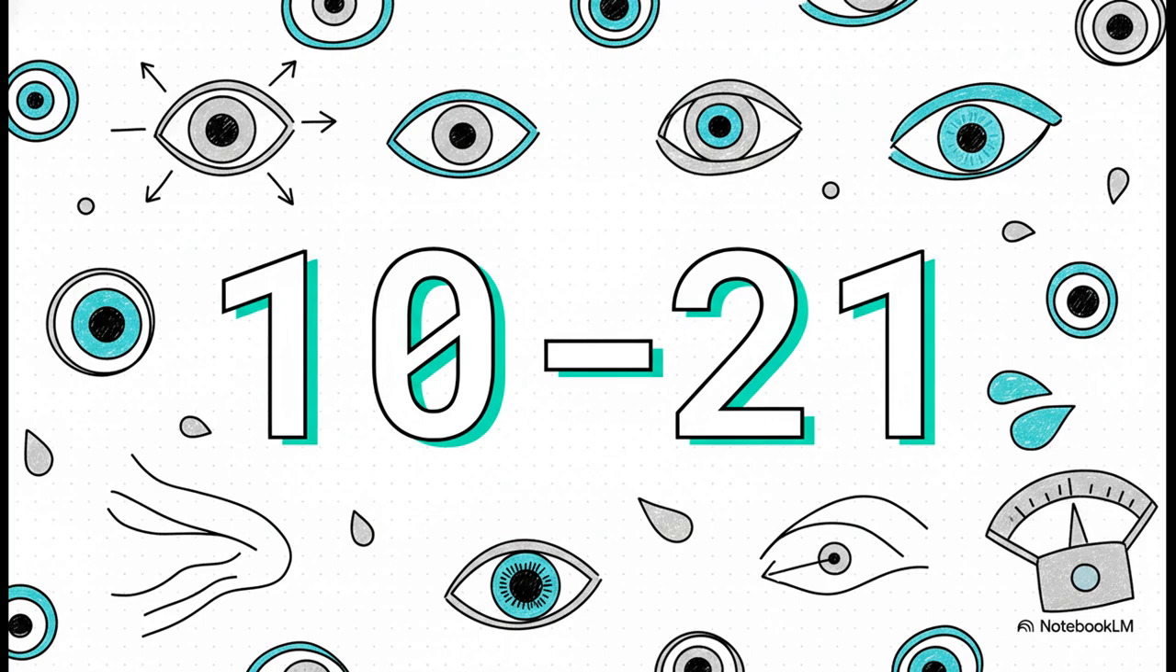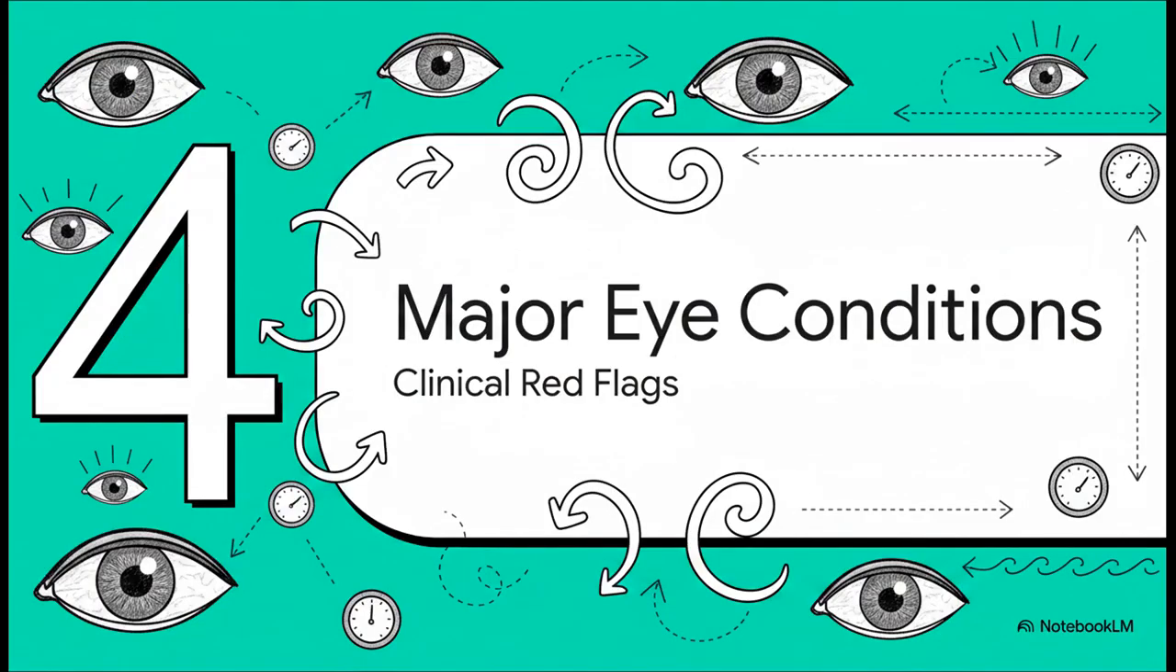10 to 21 millimeters of mercury. This is the normal range for intraocular pressure, or IOP. Seriously, if you only remember one number from this entire explainer, it has to be this one. Which brings us to Section 4, Major Eye Conditions. Knowing that normal 10 to 21 pressure range is absolutely critical as we look at our big disease processes.